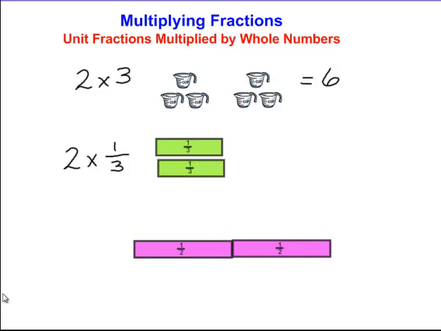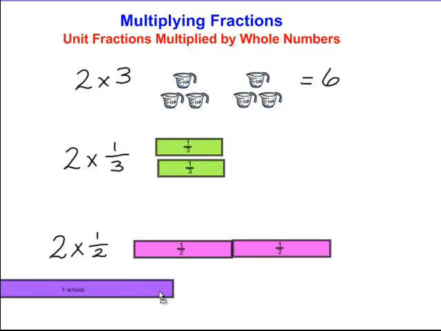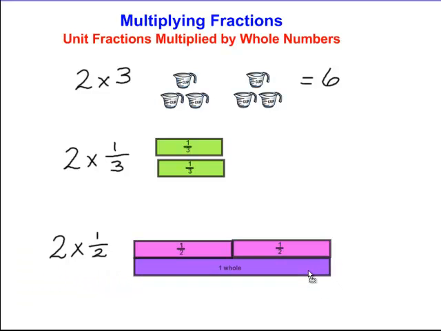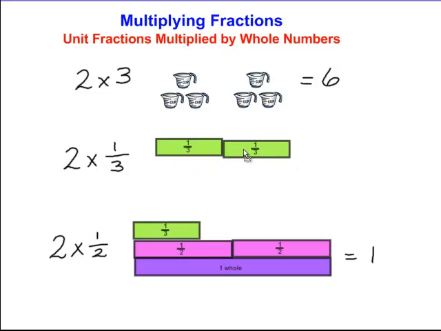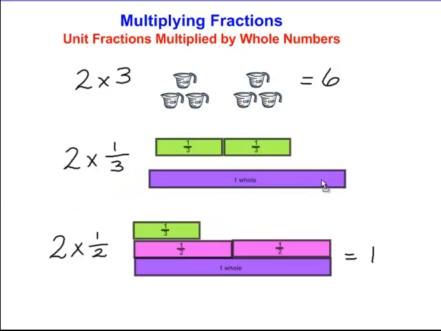So, if two groups of 1/2 would be equal to one whole, and I compare my fraction in this equation, which is 1/3, to the 1/2, I know that the fraction 1/3 is smaller than the 1/2 fraction. Since two groups of 1/2 equaled one whole, and I am considering two groups of 1/3, which is a smaller fraction than 1/2, I would expect my answer to be less than one whole.